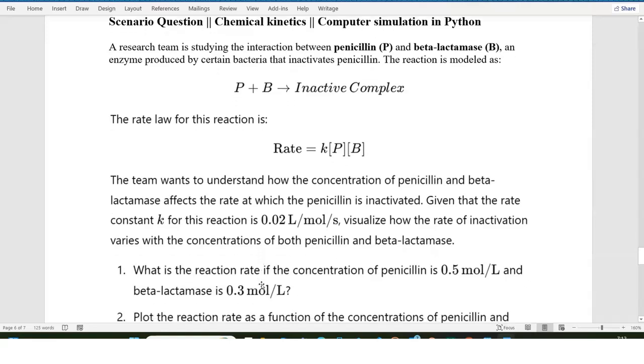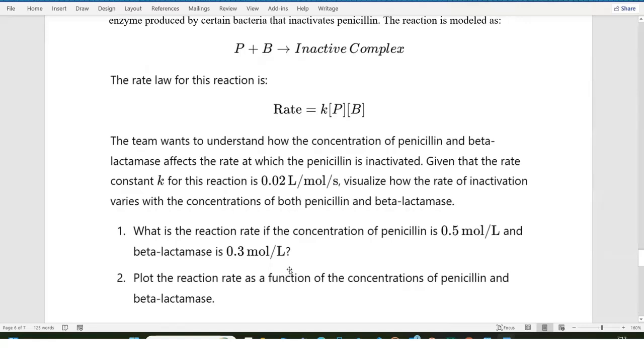So what is the reaction rate if the concentration of penicillin is 0.5 moles per liter and beta-lactamase is 0.3 moles per liter? And plot the reaction rate as a function of the concentrations of penicillin and beta-lactamase.